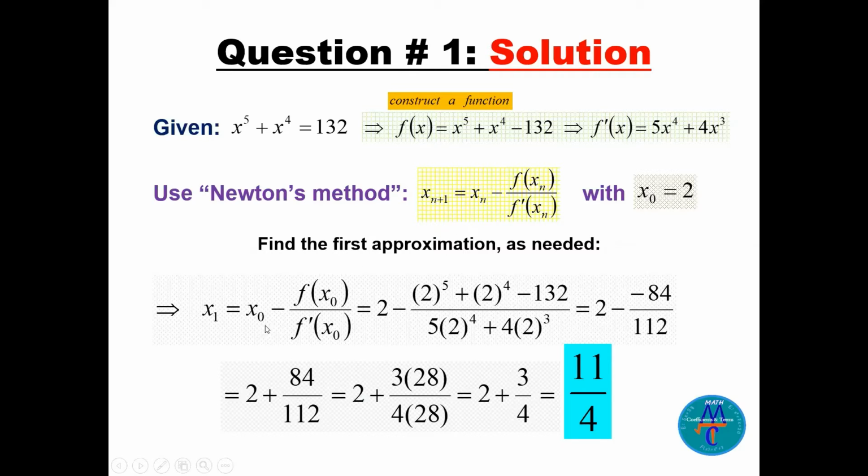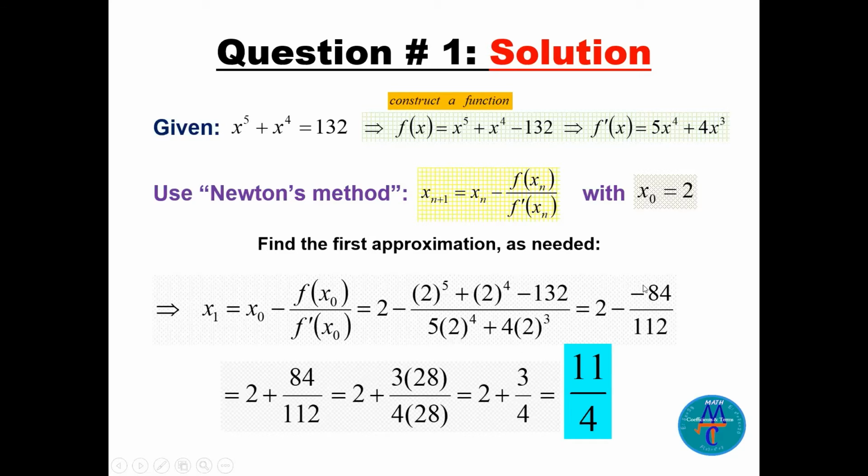It will be x sub 0, we know it is 2, minus f of x sub 0. So I take 2, which is x sub 0, and replace it in the function here, the f. See, 2 to the power 5 plus 2 to the power 4 minus 132 divided by f prime, the derivative here, 5, 2 to the power 4 plus 4, 2 to the power 3. So you can calculate these numbers easily. This is 2 minus, this is minus 84, and this is 112. So you can divide here by 28.